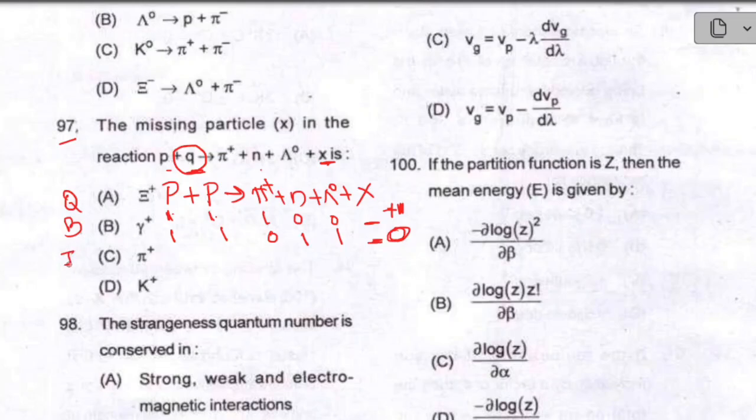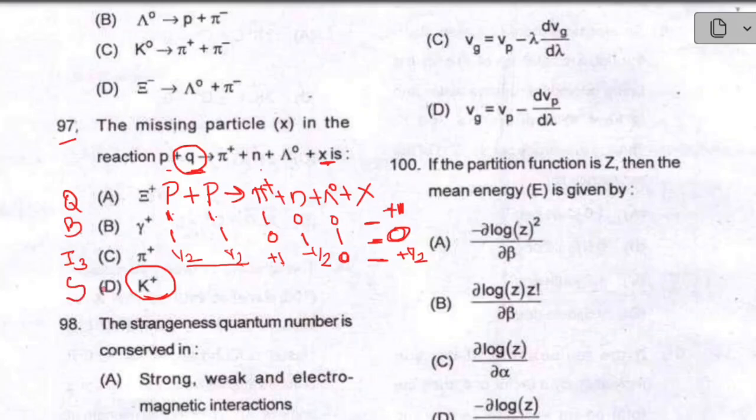Next, let us check I3, the third component of isospin. For proton, this is plus half. For pi plus, this is plus 1. For neutron, this is minus half. For lambda 0, this is 0. So on the left hand side, I3 is 3 by 2, and on the right hand side, it is minus half. So we need a particle which will give us the I3 value to be plus half. And here you can check K plus will give you the isospin third component to be plus half.